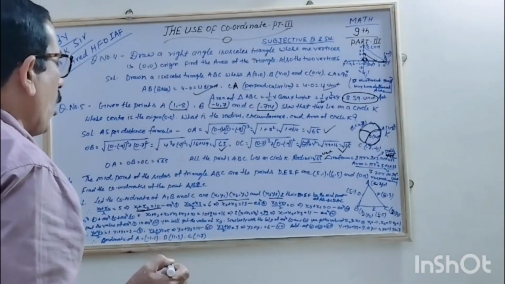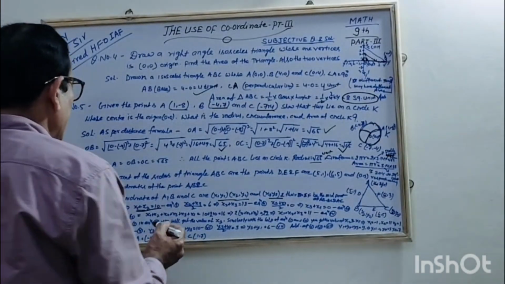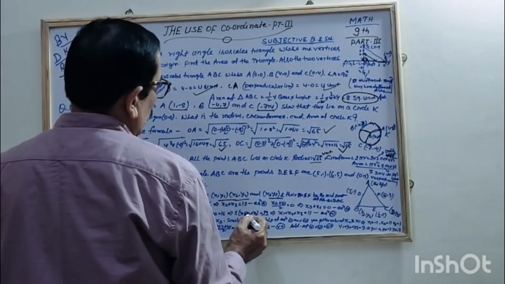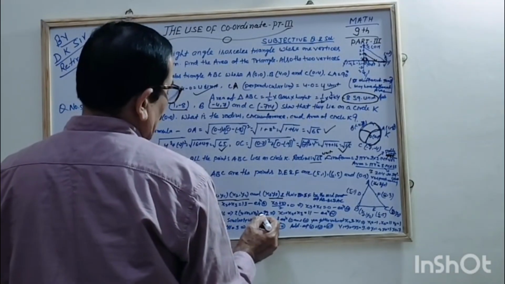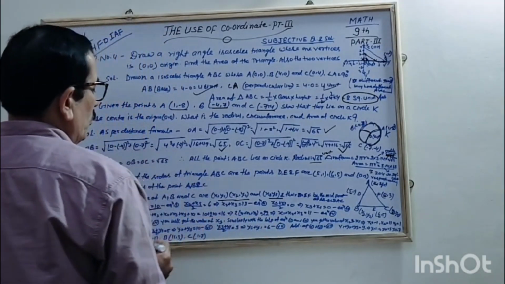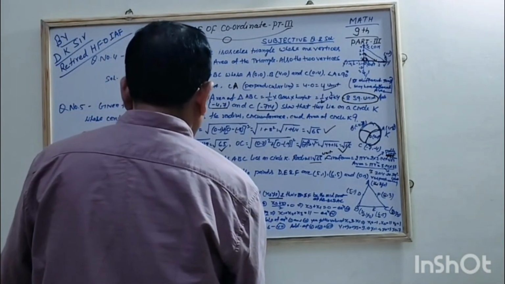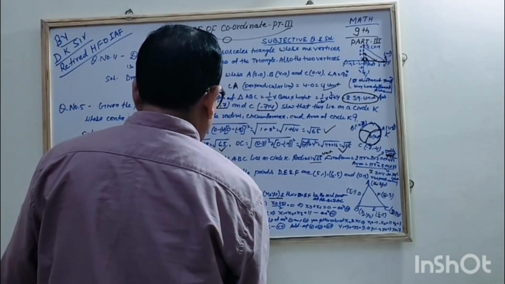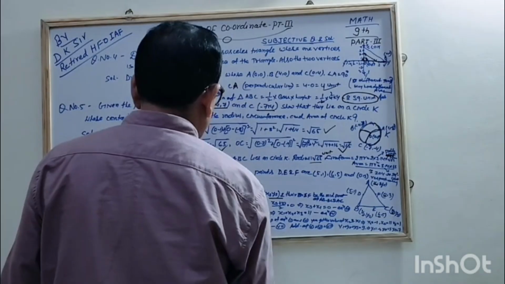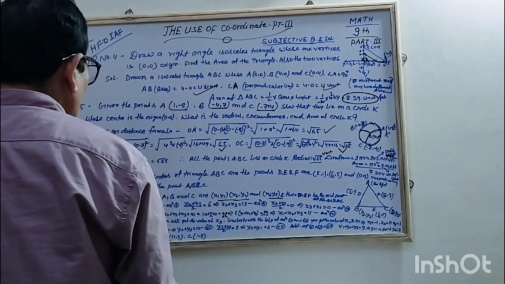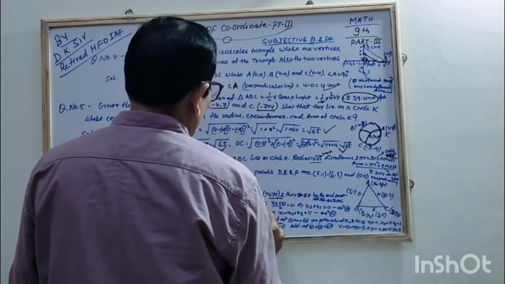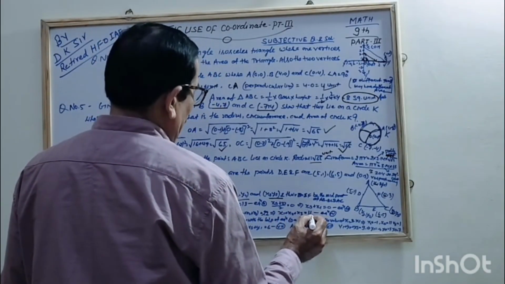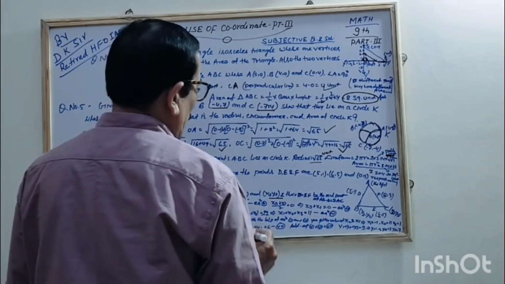When we add all three equations, it becomes 2x1 plus 2x2 plus 2x3 equals the sum of all the values, which is 22. Understood? So 2 into this one is 22, so x1 plus x2 plus x3 will be 11, because we divide 22 by 2.